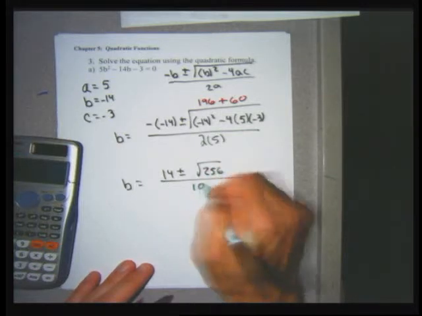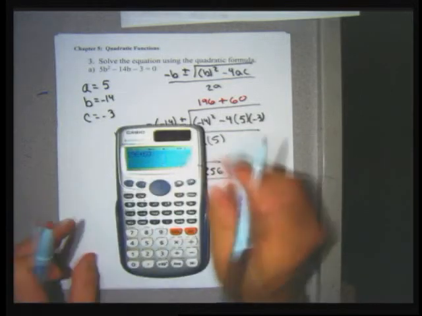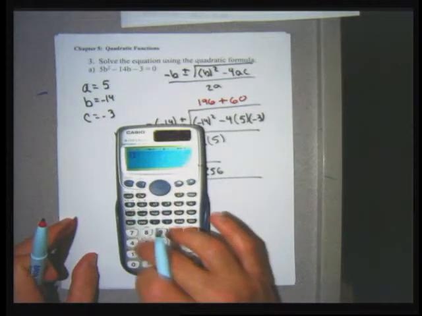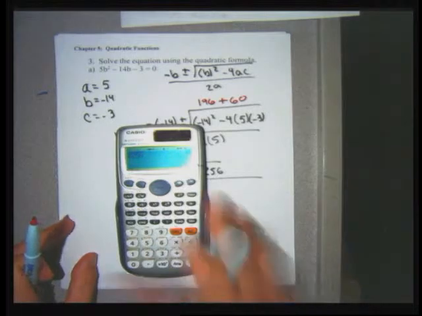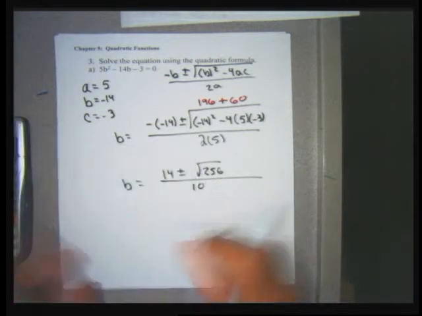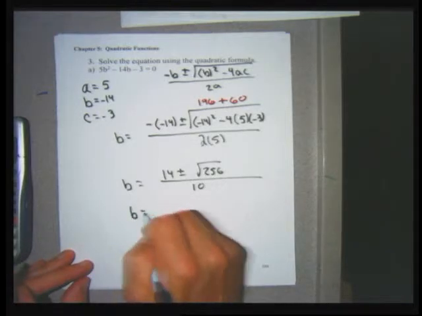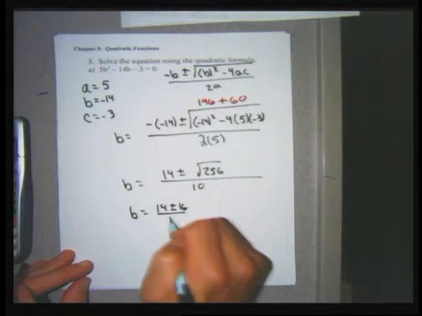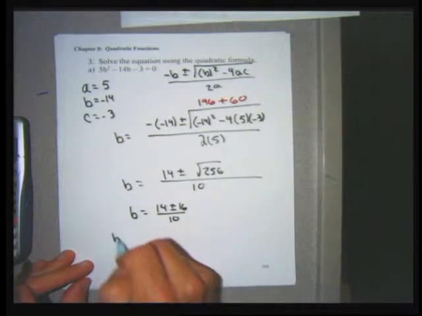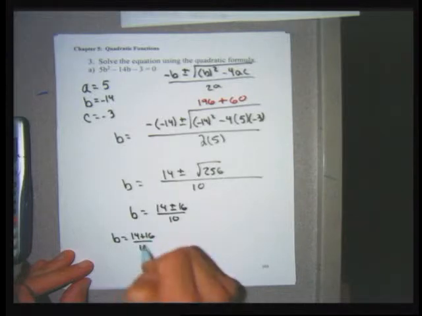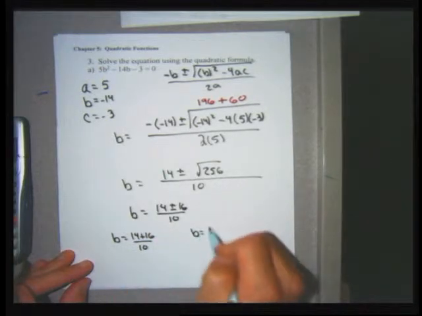And then I'm going to write a 10. I'm going to let my calculator reduce the square root of 256. I think it's perfect if I do it right. The square root of 256 is 16. When the square root goes away, you should make a separate problem, one with a plus, one with a minus. And I'll do that here. I'm going to go b equals 14 plus 16 over 10, and b equals 14 minus 16 over 10.